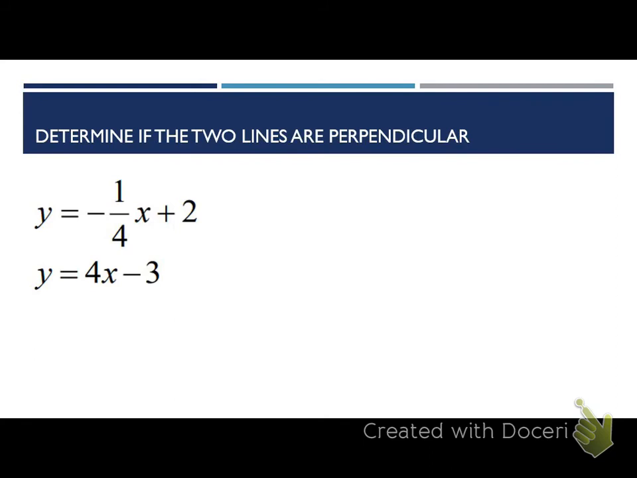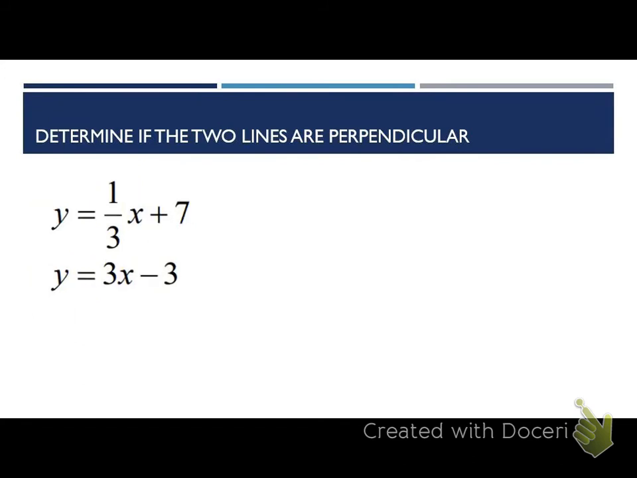Good, good. Ian, we are on a new question. Those are all good. Determine if they are perpendicular. Perpendicular, what is the first slope? -1/4, and the second is 4. Are they the opposite sign and flipped? Yes, so this is a yes. Determine if they are perpendicular.